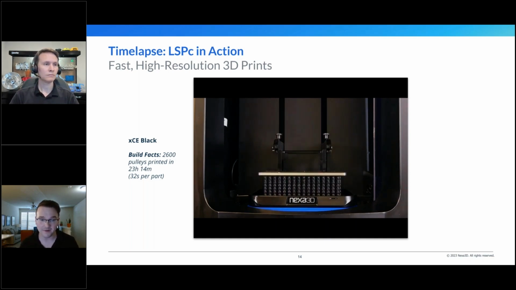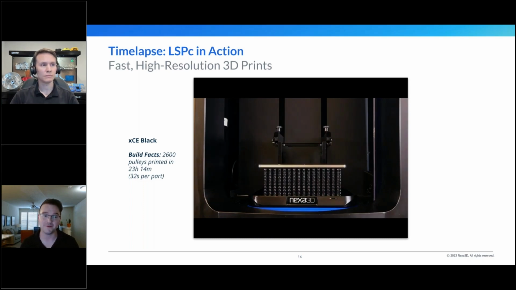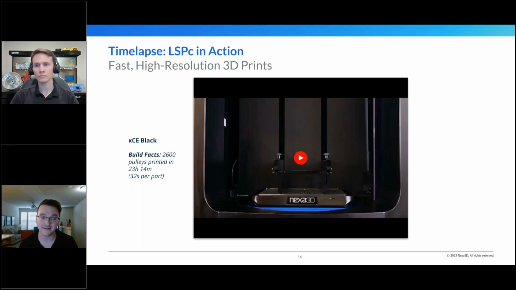This is a great example while it's wrapping up. This is 2,600 pulleys printed on one printer in 23 hours and 14 minutes. If you break that down, that's roughly 32 seconds apart. So extremely high throughput, and that's not even our fastest printing resin.